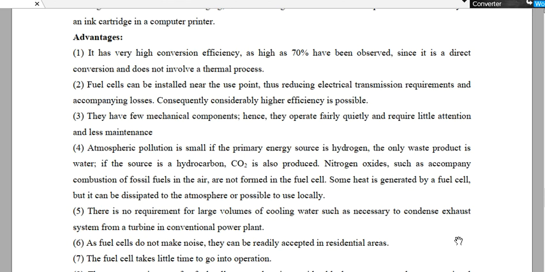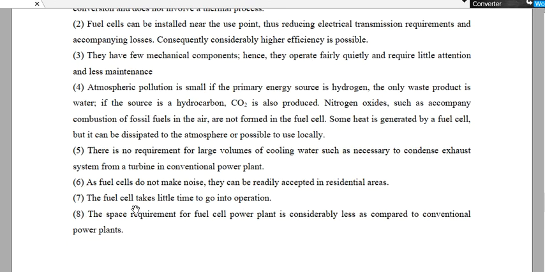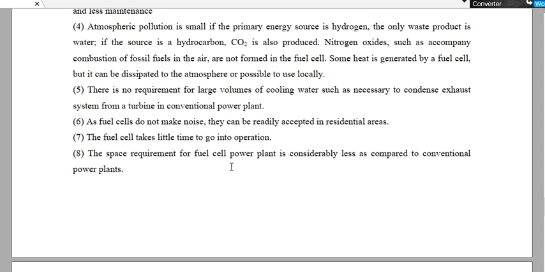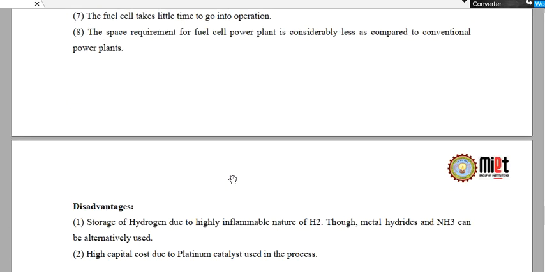There is no requirement for large volumes of cooling water such as necessary to condense exhaust steam from a turbine in conventional power plant. As fuel cells do not make noise, they can be readily accepted in residential areas. The fuel cells take little time to go into operation. The space requirement for fuel cell power plant is considerably less as compared to conventional power plants. So these are many advantages of fuel cell.